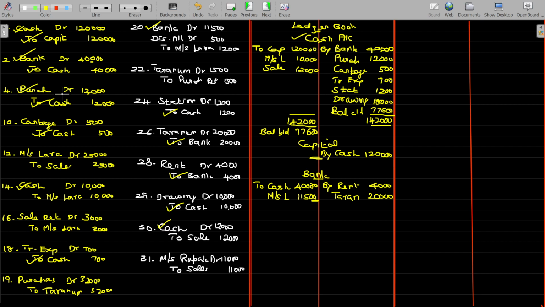Now let's go for the purchases account. Purchases account to cash. This value being 12,000. Again, we have purchases in the 19th transaction to Taranam. I just put Tara, 32,000. And that's all. Purchases are only these two entries.